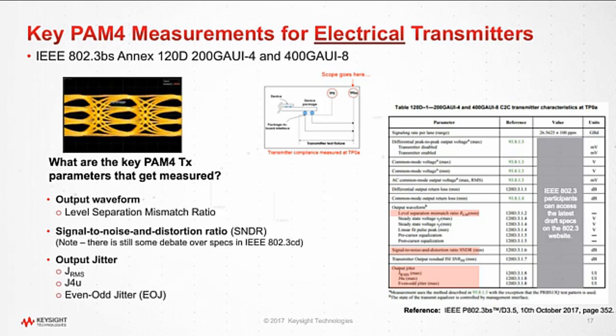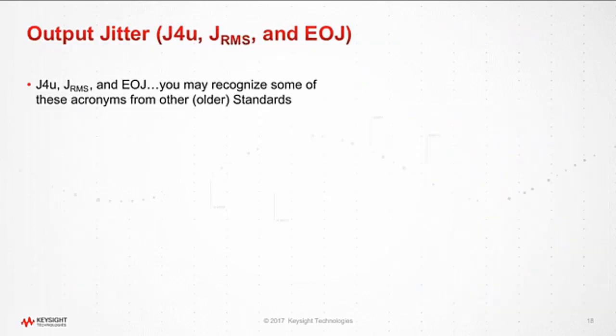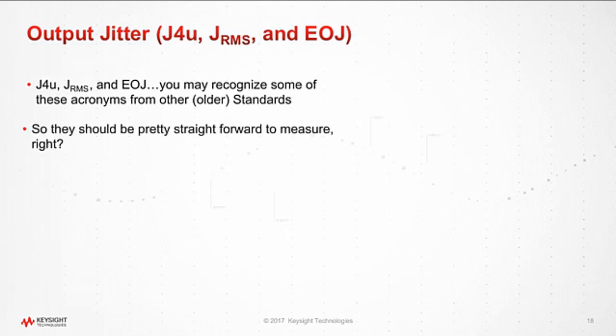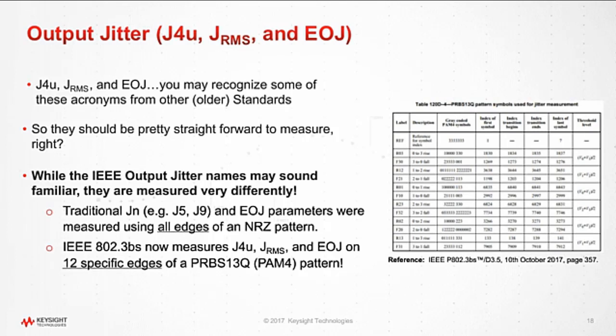Another set of key measurements is called output jitter. These are JRMS, J4U for uncorrelated, and even and odd jitter, or EOJ. Having a closer look at those, you may think that you recognize a lot of these acronyms. J4 sounds a lot like J2, J5, J9. EOJ has been around in some earlier standards. So you might think that they're pretty straightforward to measure, when in fact these new IEEE output jitter measurements are made very, very differently than more traditional or past standards.